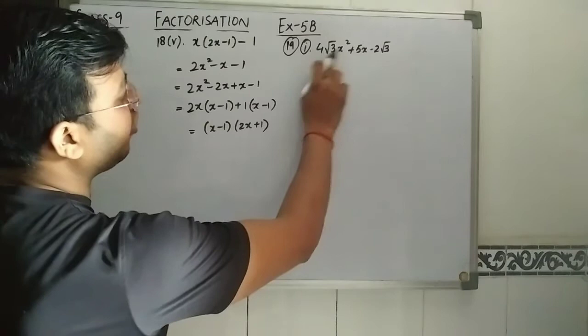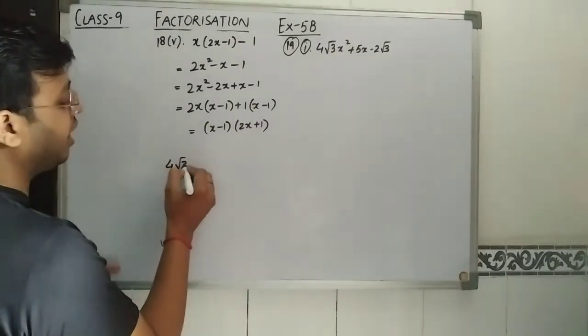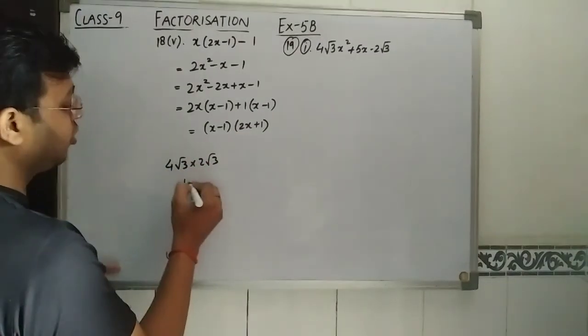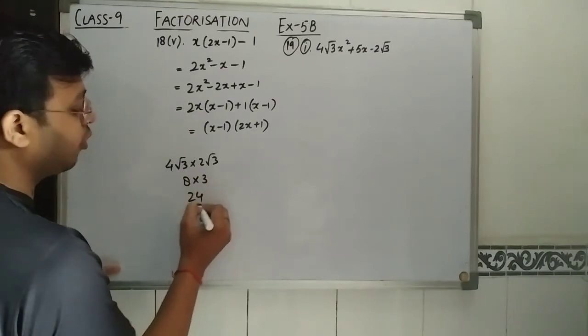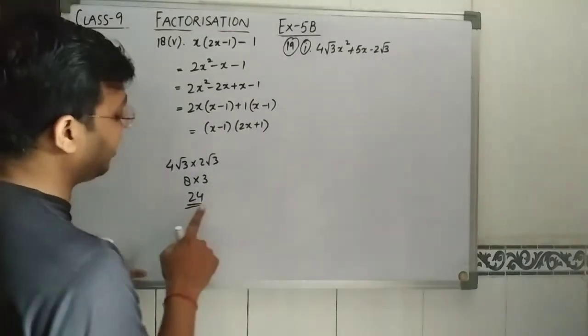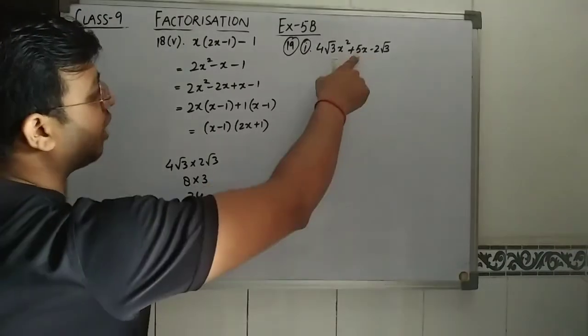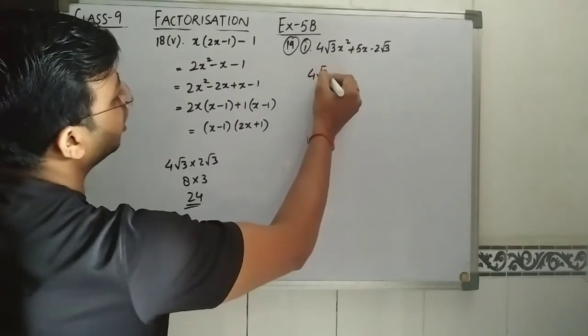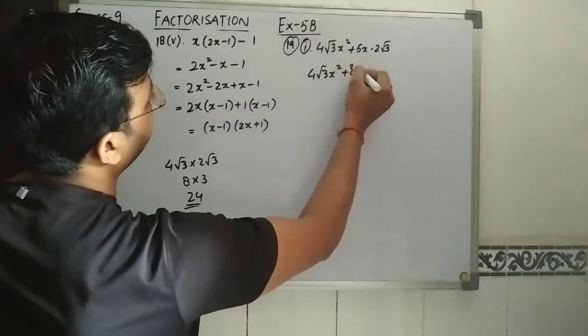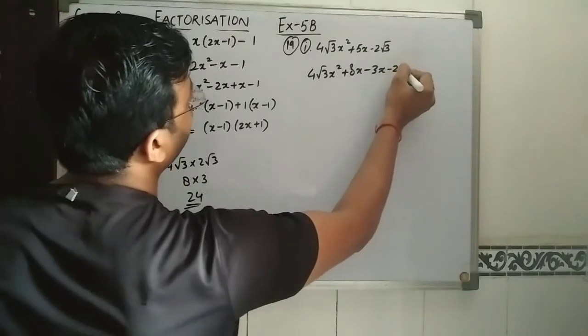The coefficient of x square and the constant, first we have to make the product of them. So 4 times 2 is 8, root 3 times root 3 becomes 3, 24. We have to think about two numbers. Their multiplication is 24, their subtraction is 5. So 8 and 3. 4 root 3 x square plus 8x minus 3x minus 2 root 3.